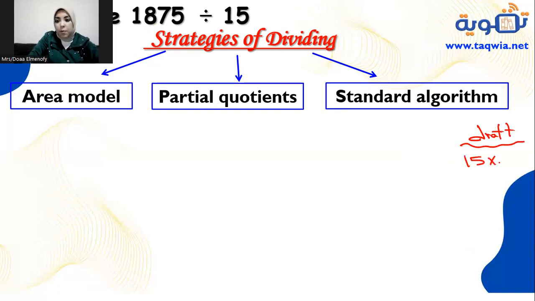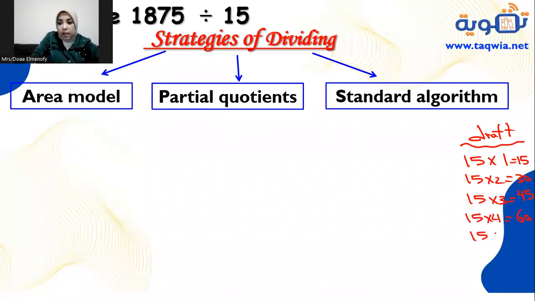15 by 1 equals 15, 15 by 2 equals 30, and 15 by 3 equals 45, and 15 by 4 equals 60, 15 by 5 equals 75, and here you don't have to complete it because I don't know if I need the whole table or not. So we're gonna make our area model.